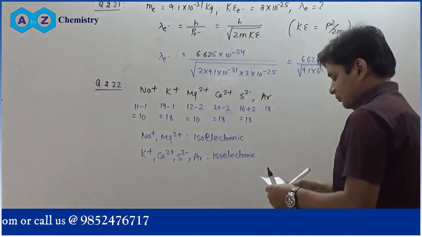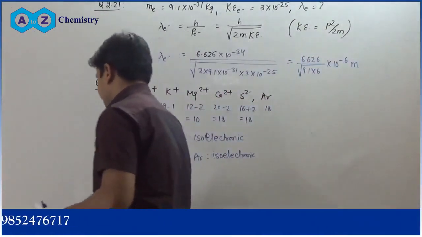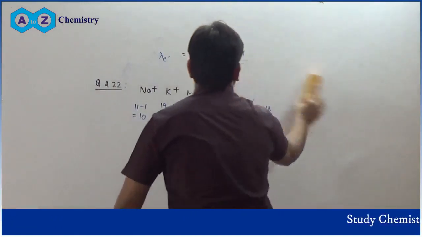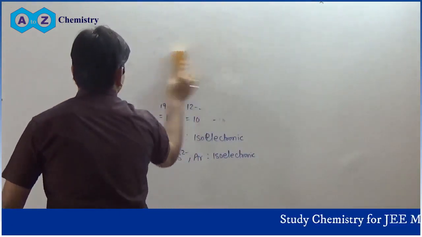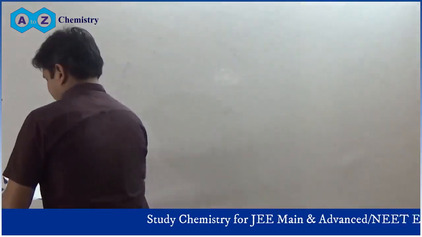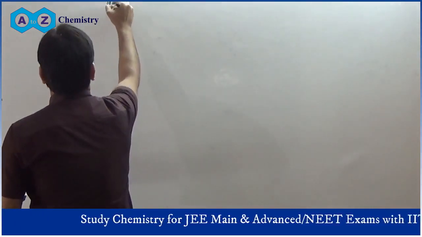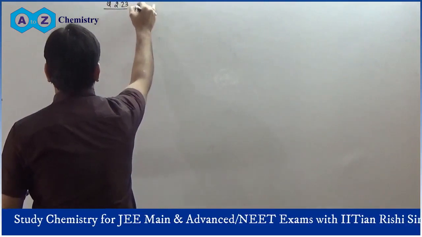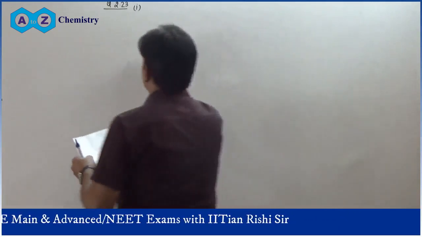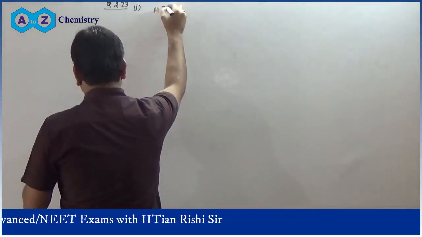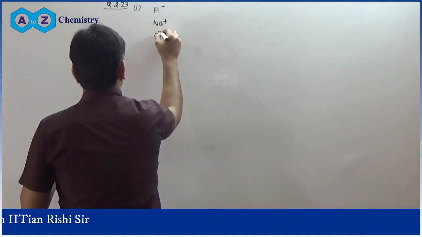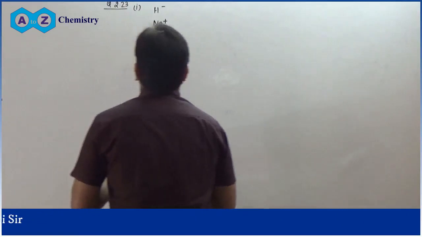This is question number 2.22. Question number 2.23, first part: write the electronic configuration of the following ions: H minus, Na plus, O2 minus and F minus. We have to write the electronic configuration here.